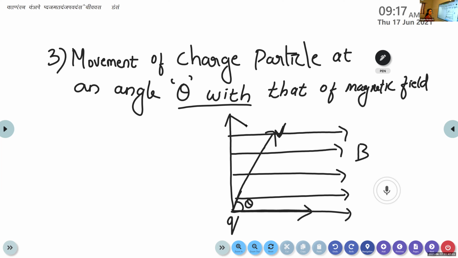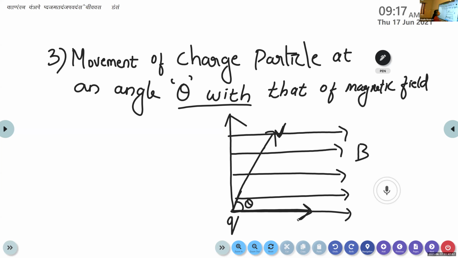Since the velocity is a vector quantity, this is what we were discussing in our plus one standard. That is, if it is a vector quantity, it must be resolved into two components. One is the horizontal component, another is the vertical component. So just like that, here since the velocity is a vector quantity, it is resolved into two components.